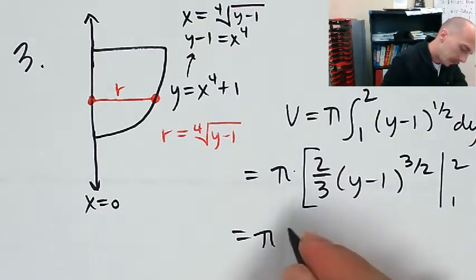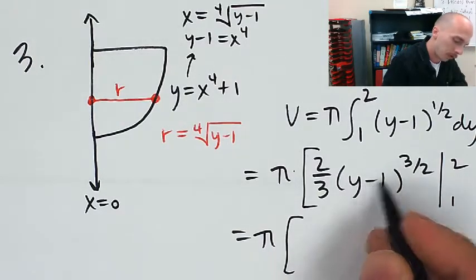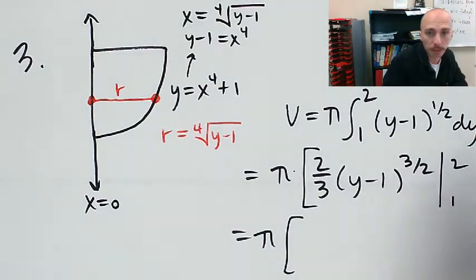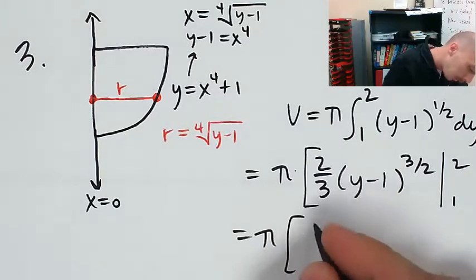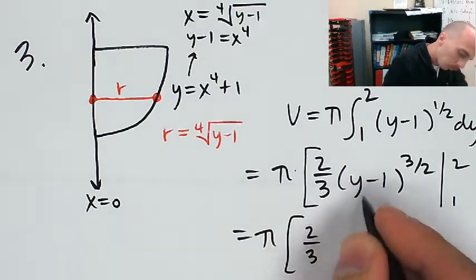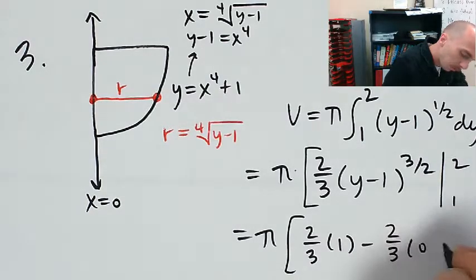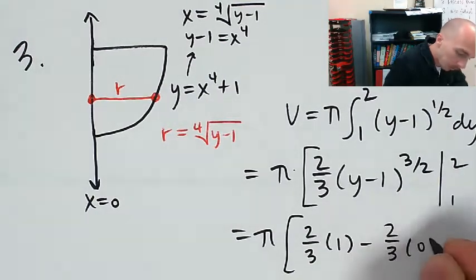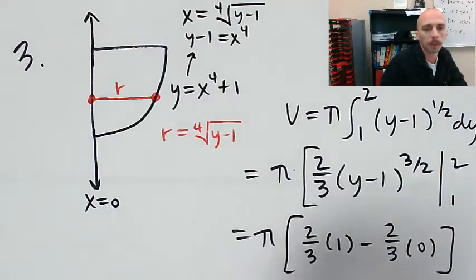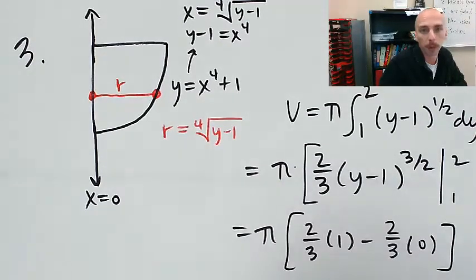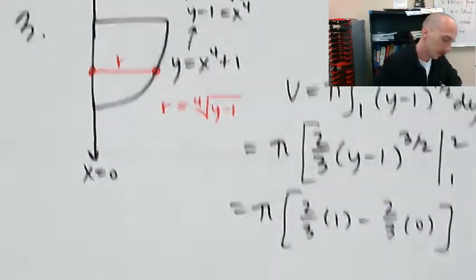Okay, pi times 2/3 of 1 to the 3/2 is, well, any power of 1 is 1. So 2/3 of 1 minus 2/3 of, when I plug in y equals 1, well, I'll subtract away and I'll just get 0. And, well, there I go. I've got 2 pi over 3. And that's one we could do by hand for sure.